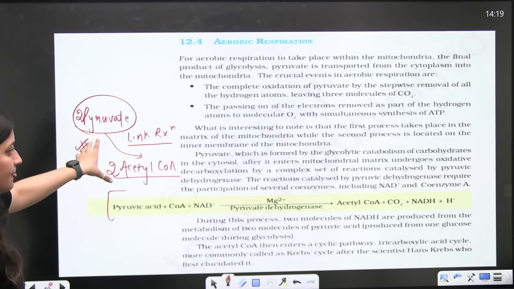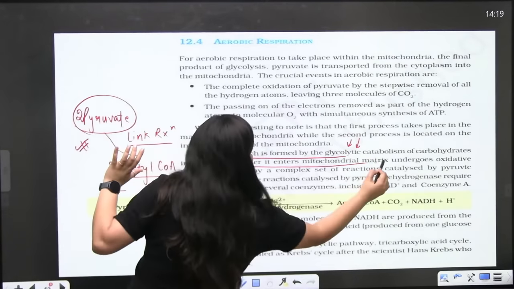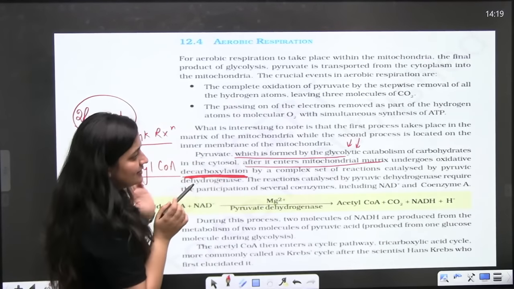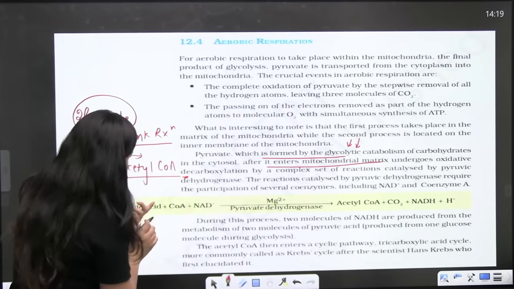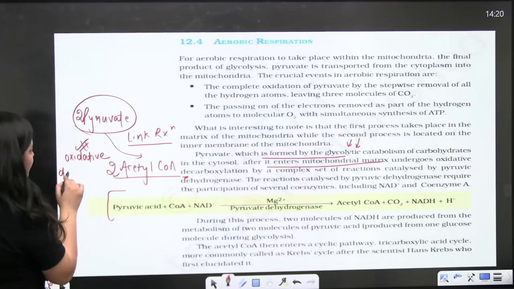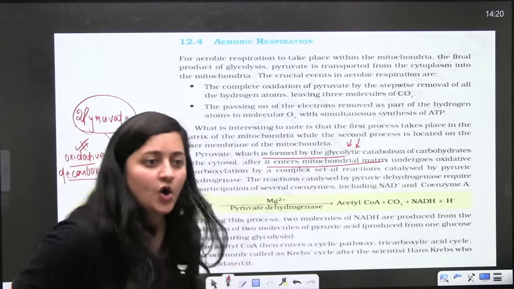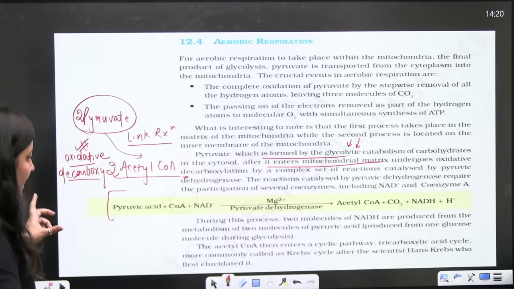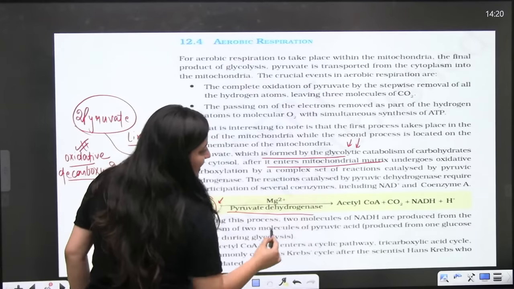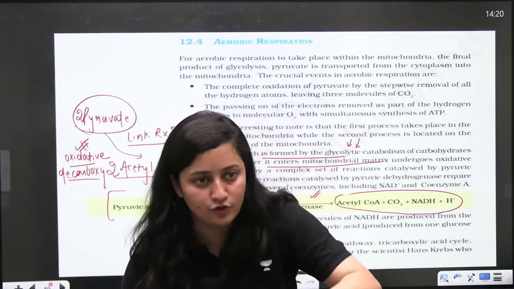Is it clear? The pyruvate formed by glycolysis enters the mitochondrial matrix. It will undergo oxidative decarboxylation by a complex set of reactions. So this link reaction is also known as oxidative decarboxylation. Pyruvic acid and coenzyme A react, NAD oxidized will be reduced here, and pyruvate dehydrogenase is used to form acetyl coenzyme A. This reaction will also occur two times, and the Krebs cycle will also be done two times.